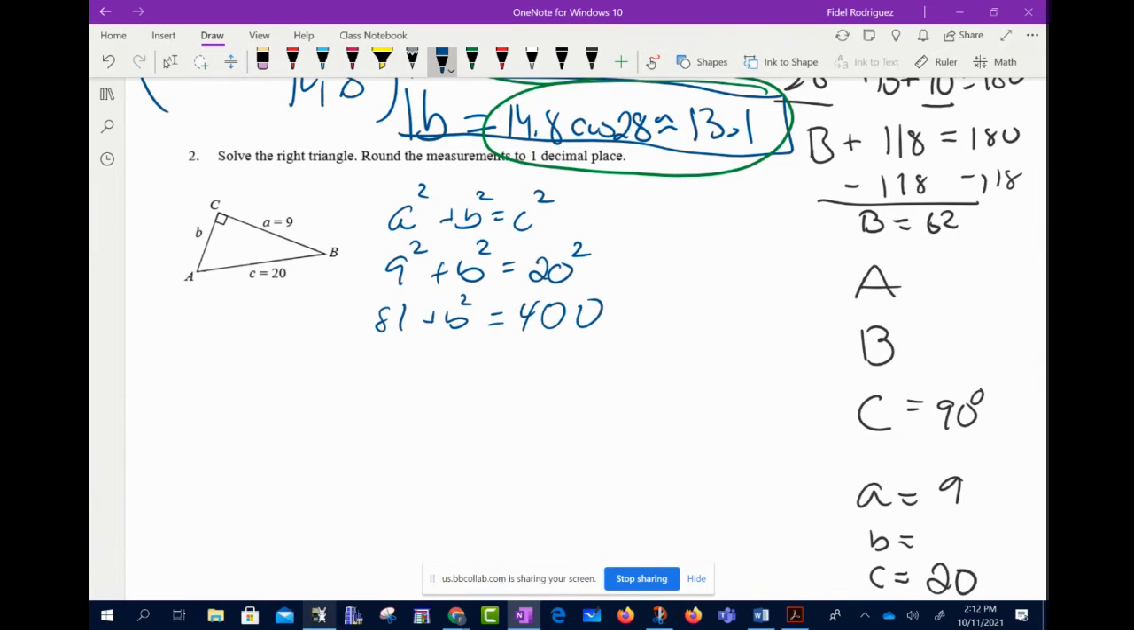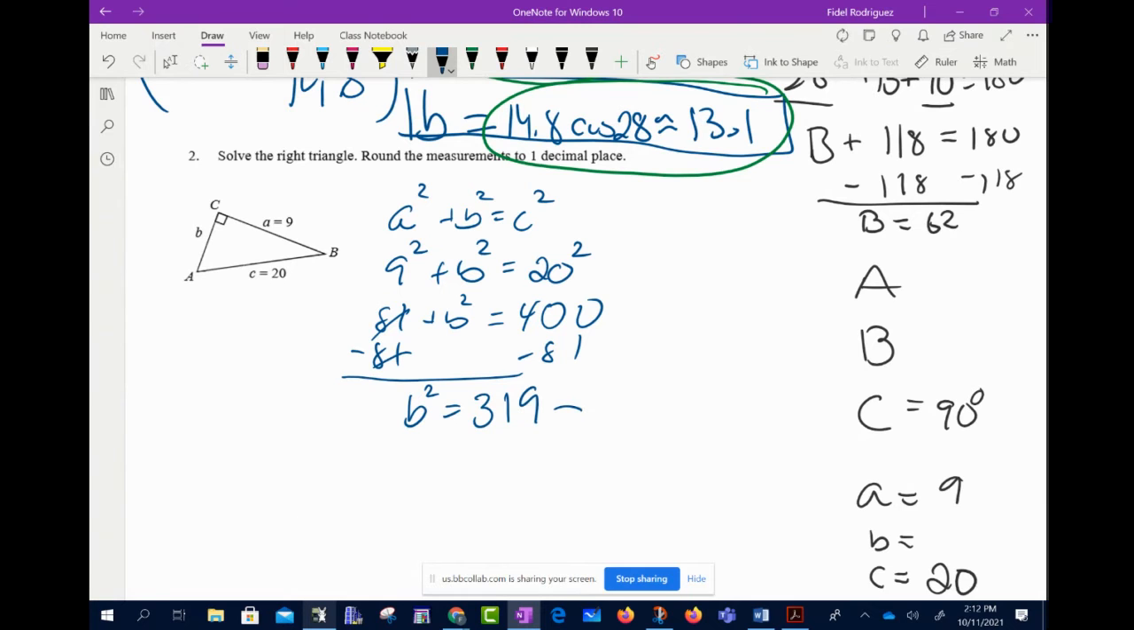400, right? Okay. How do I get rid of my 81, y'all? Subtract it on both sides. Anybody got a calculator? Do y'all know what 400 minus 81 is? I want to say it's 389? 319, oh, 319, sorry. Oops, where's my eraser?